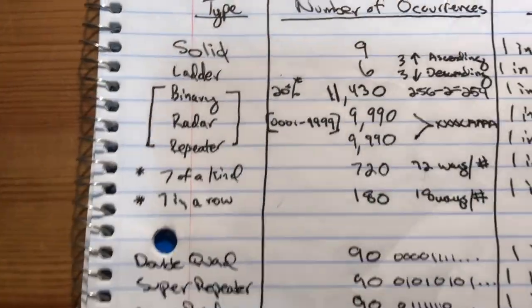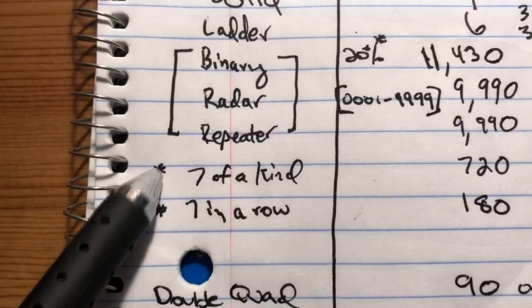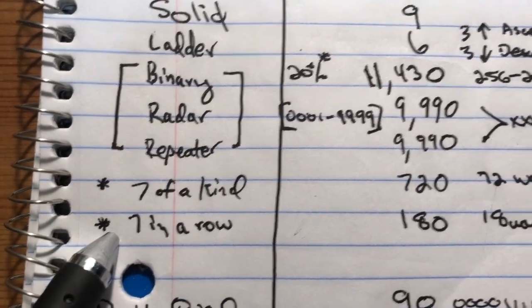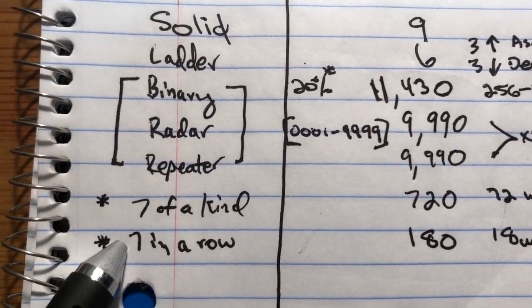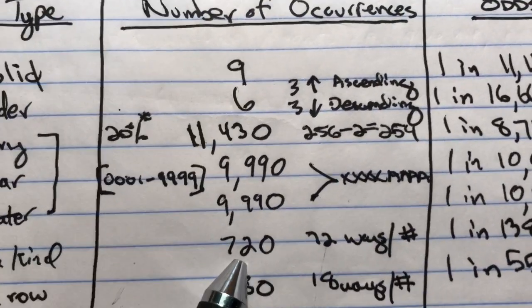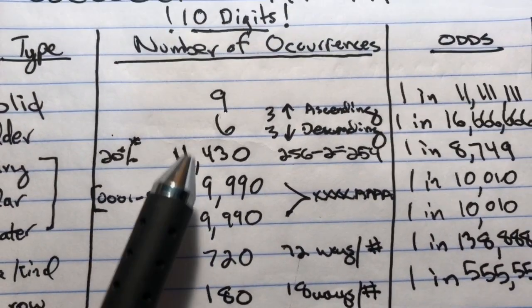All right, moving on to the next, getting a little bit more challenging here. These ones, I search for them because you can potentially find them. They're just a lot less likely, and I've yet to actually find one in circulation. One is a 7 of a kind. So 720 ways or occurrences in 99 million.